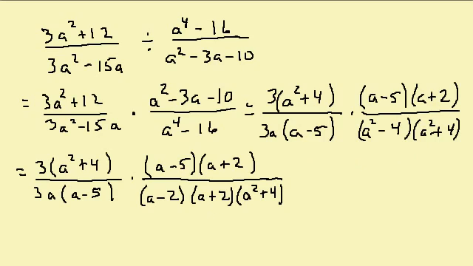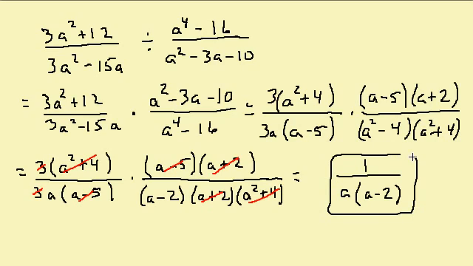Now everything's factored, so now we can cancel. The 3's cancel, the a squared plus 4's cancel, the a plus 2's cancel, and the a minus 5's cancel. So I'm left with 1 over a times a minus 2. And there's our final answer.